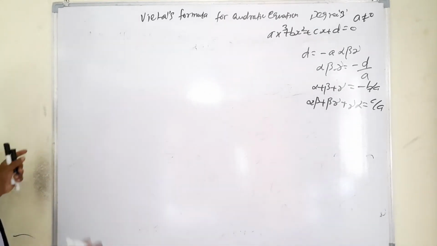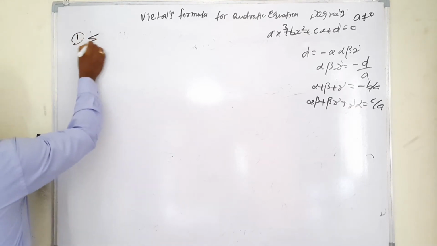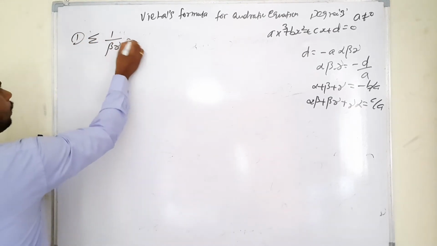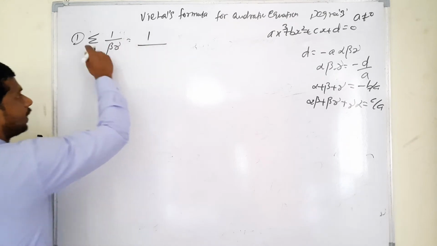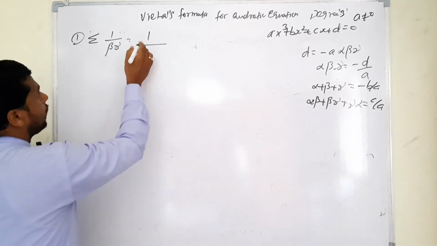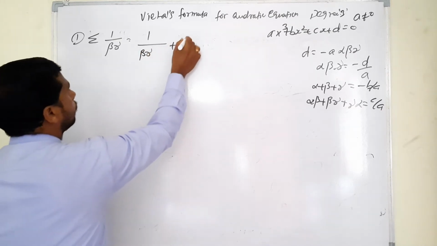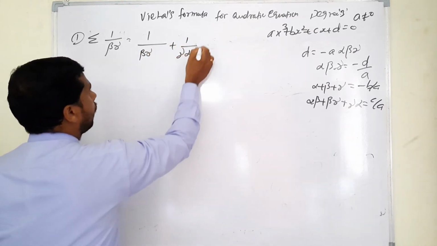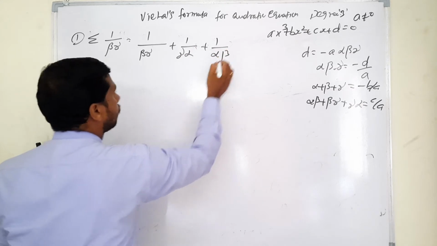So first example, summation of 1 by beta gamma. What is the meaning of summation? Total number of add. So addition of the total number means what will happen? 1 by beta gamma plus 1 by gamma alpha plus 1 by alpha beta.